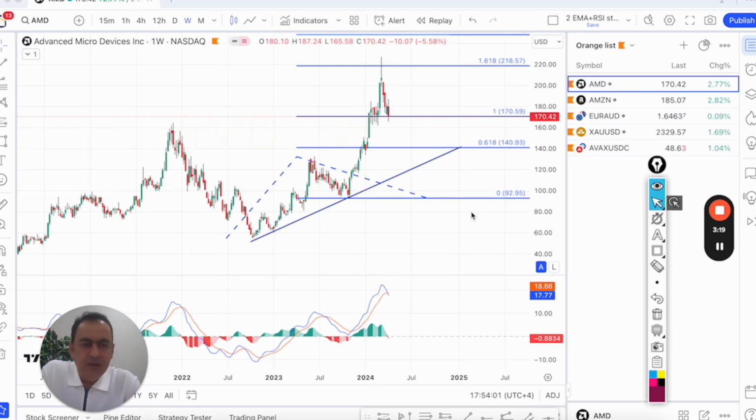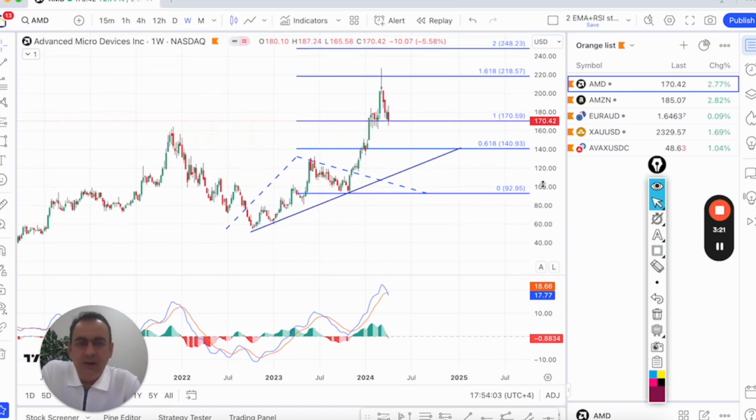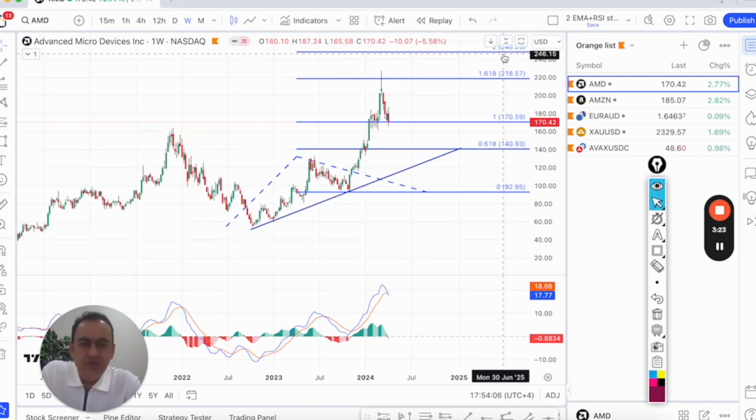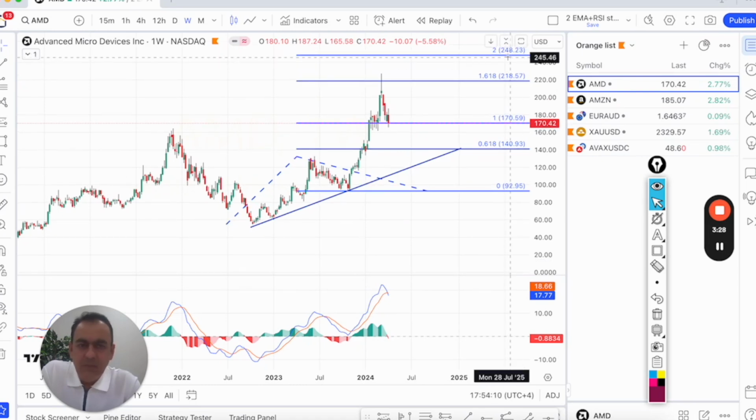and the next upside target would be fib extension 200%. So the price would be around $250. In precise numbers, it would be 248. So buying around 140, and the target would be 248 in the longer run. So this is from the investment perspective, not from the trading perspective.